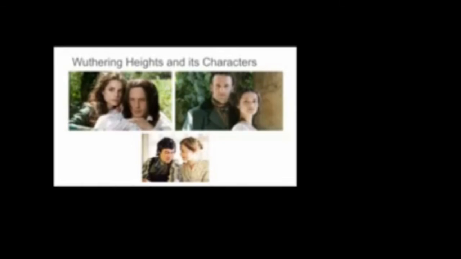Watching all that, Heathcliff almost lost his interest in everything. He lost his love, he lost his revenge, everything. So he wants to get union with the dead Catherine.